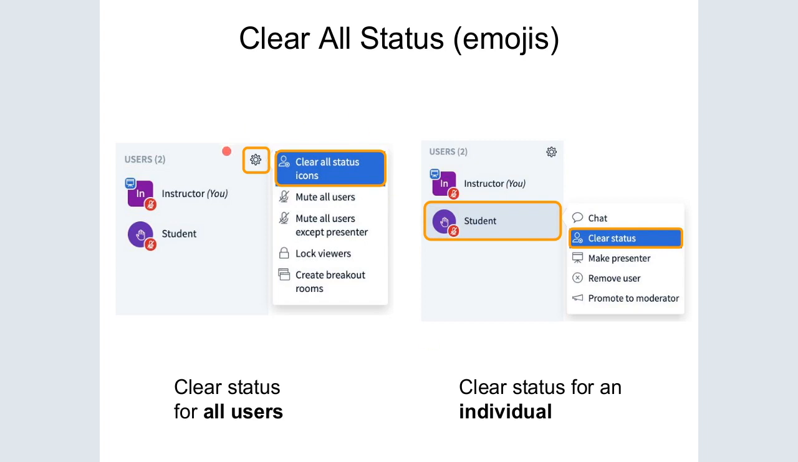As a moderator, you're also able to clear all of the status icons through the user list cogwheel. You can choose clear all status icons, or if you only have 1 or 2 students, you can clear each individual student's icon by selecting their emoticon and then choosing clear status.